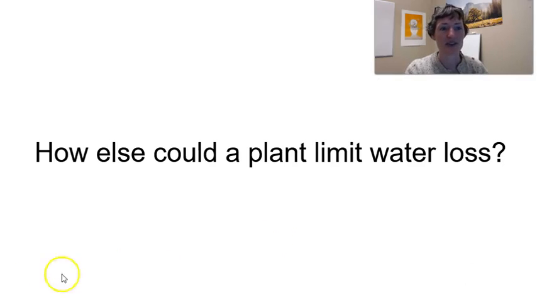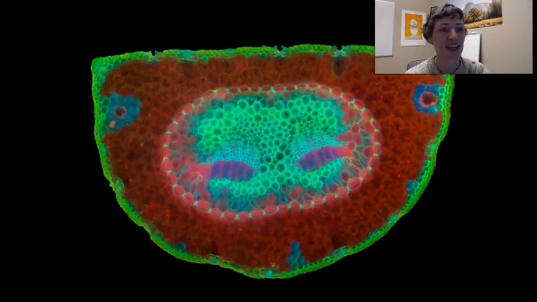So how else could a plant limit water loss? This is a bit of a thought question for you, which you've seen in gymnosperms, but there's a lot that you haven't seen yet that will come up when we look at anatomy deeper. Here is a fluorescent cross-section of a pine needle. It should look a little familiar to you.